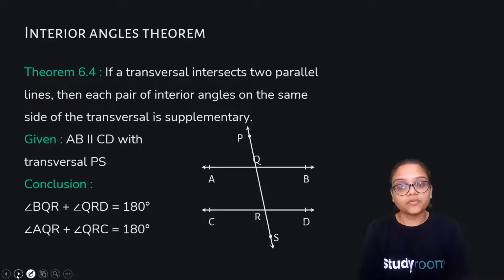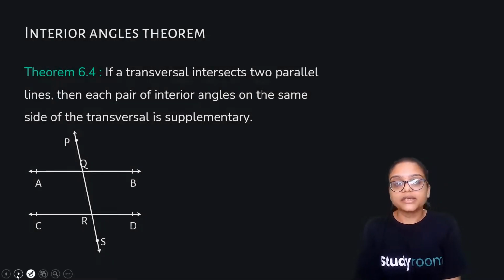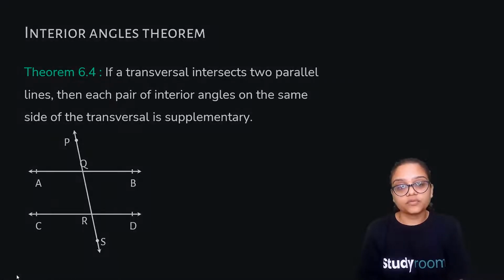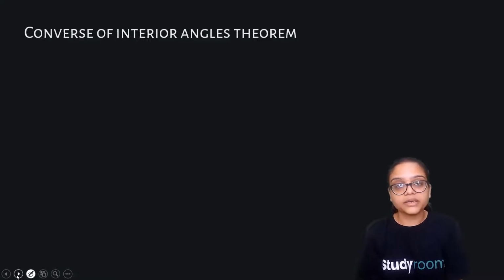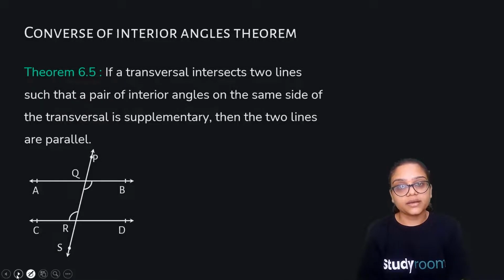And what does supplementary mean? It means the sum of the angles is 180 degrees. So angle BQR and angle QRD sum to 180 degrees. The converse of this is: if a transversal intersects two lines, and each pair of interior angles on the same side of the transversal is supplementary, then the two lines are parallel. Okay.